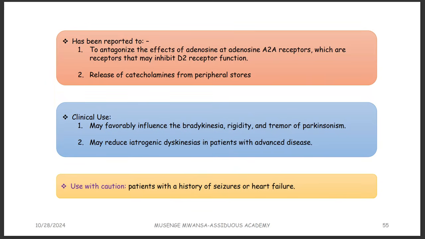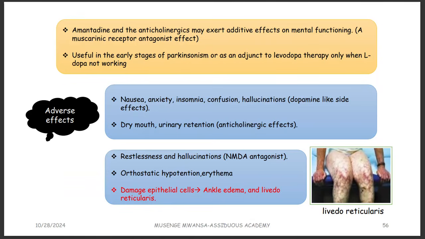Okay. So use it with caution in patients that have seizures and heart failure. The only bad things, the adverse effects of amantadine, is you can see this appearance of this person here: livedo reticularis, the skin changes, and then there's also angioedema. These are problems because it damages epithelial cells. And remember, one of its mechanisms of action is NMDA antagonism, like antagonizing the glutamate. So it can lead to restlessness and hallucinations.